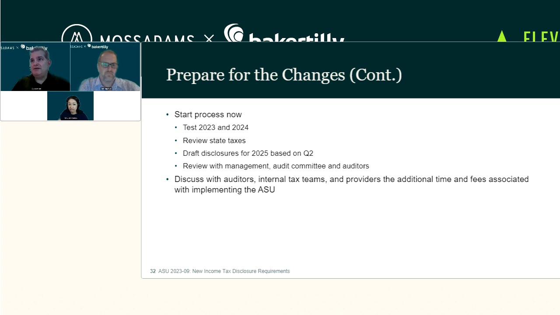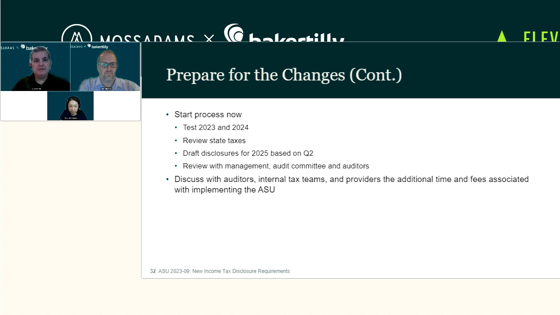We're halfway through the year, more than halfway through the year, and you could look at your disclosures, draft them, present them to your audit committee, to your C-suite, as well as your auditors, to start to circulate comments on how those disclosures are looking. Review them with management, the audit committee, and the auditors.